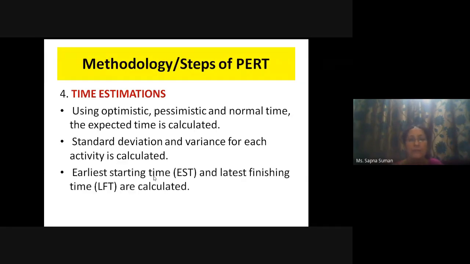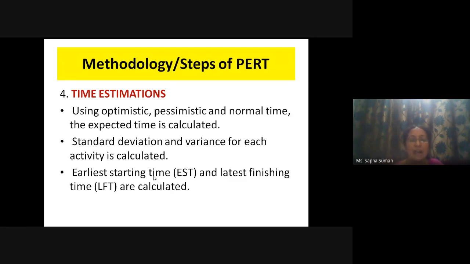And then the earliest start time and the latest finish time are calculated. EST, earliest starting time, is when we are going to start our project. What should be the launching date of our project? That is the earliest start time. And when are we going to complete our project? That is known as the latest finishing time.